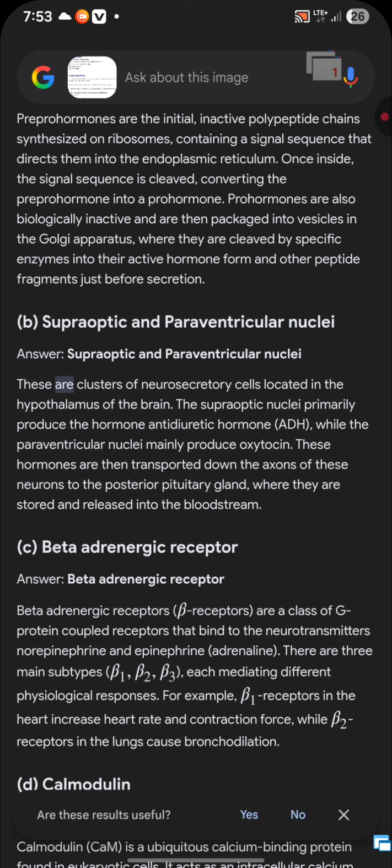5. Detail the steps involved in the biosynthesis of steroid hormone. Answer. Biosynthesis of steroid hormone. Steroid hormones are synthesized from cholesterol through a series of enzymatic steps, primarily within the mitochondria and smooth endoplasmic reticulum of endocrine cells. 1. Cholesterol uptake, synthesis. Cells obtain cholesterol from the bloodstream, LDL, or synthesize it de novo. 2. Rate limiting step. Cholesterol is transported into the inner mitochondrial membrane, where the enzyme cholesterol desmolase, P450 SCC, converts it to pregnenolone. This is the committed step.